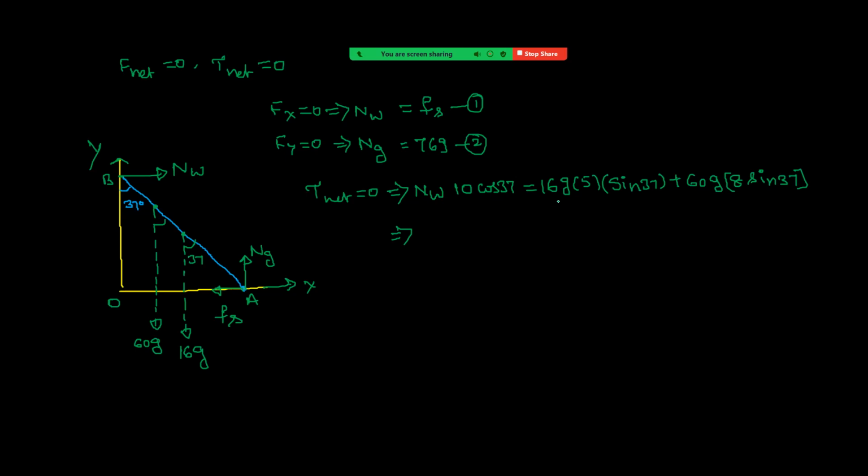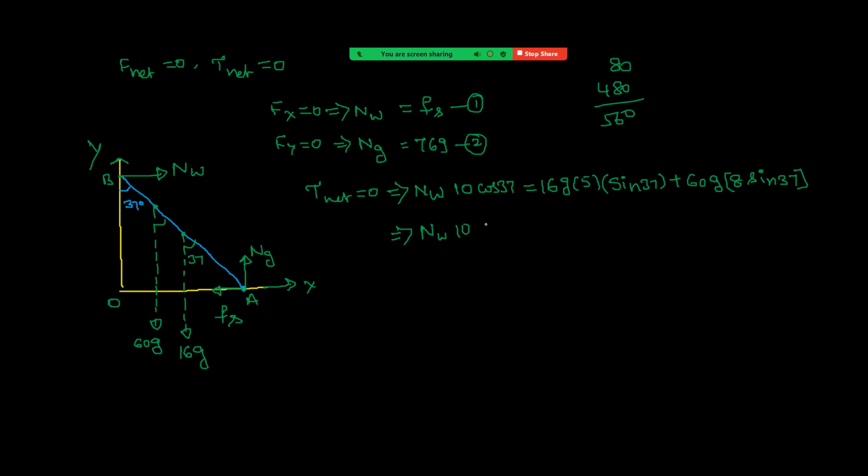First of all, 16G into 5. 16 into 5, it is 80. 60 into 8, 480. It is now 560. So 560G.